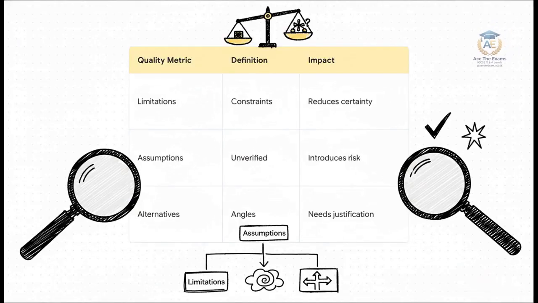When you're evaluating evidence to draw those conclusions, you have to acknowledge the quality metrics. Just look at this table. First, are there constraints or limitations to the data? Identifying that fact reduces certainty, which actually shows excellent critical thinking on your part. Second, are there assumptions being made? Well, pointing that out shows you understand it introduces risk. And third, are there alternative interpretations? Bringing those up shows you know they require justification. Explicitly identifying these three metrics in your writing directly elevates the validity of your conclusions in the eyes of the examiner. It proves you're thinking like a real accountant.